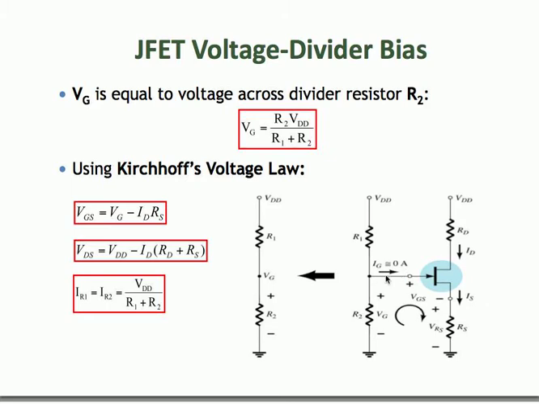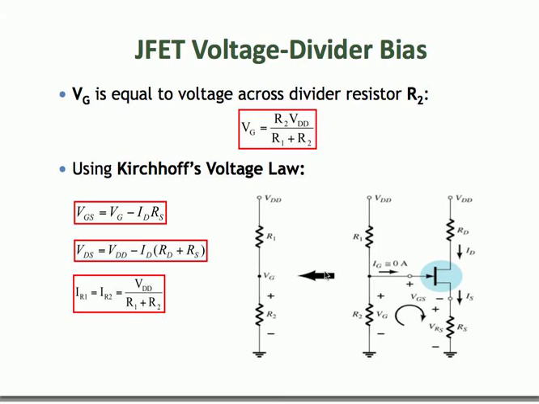Looking at the diagram, you can see that the applied gate voltage, the voltage at this point here, which is connected directly to the gate terminal, is equal to the voltage drop across the divider resistor R2. So using the voltage division rule, you can find VG, which is R2 divided by R1 plus R2, multiplied by VDD. From then you get your VG. Then applying the KVL around the GS loop, you will find that VGS is equal to VG minus ID RS. So that's this equation here, and this equation is your load line.